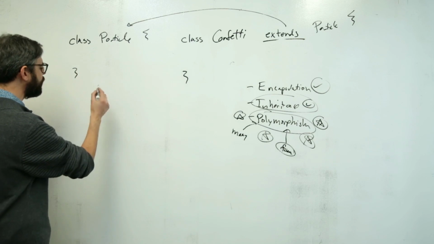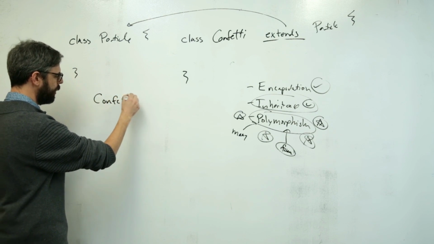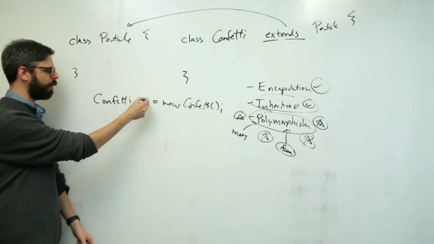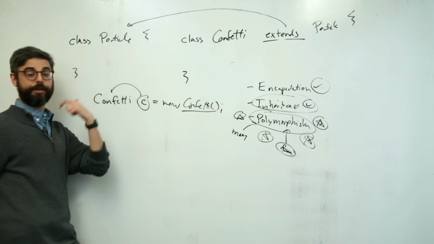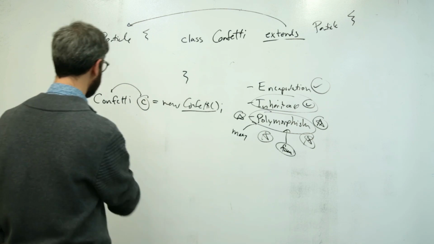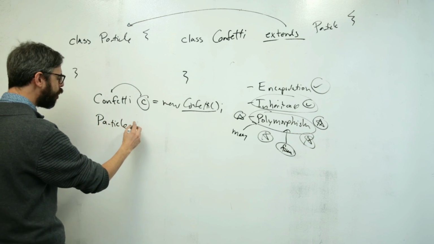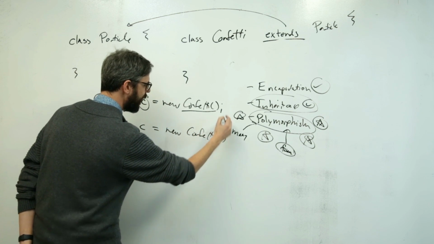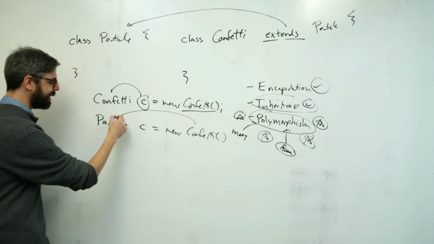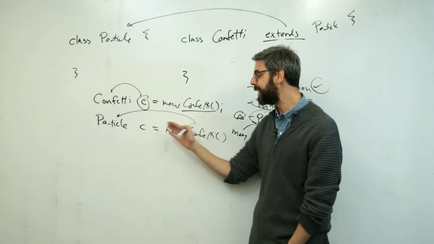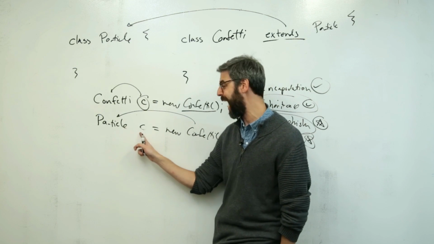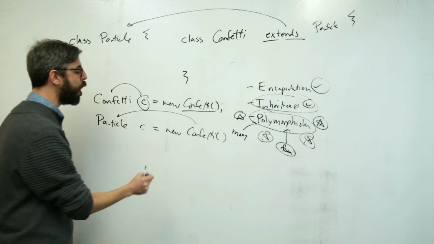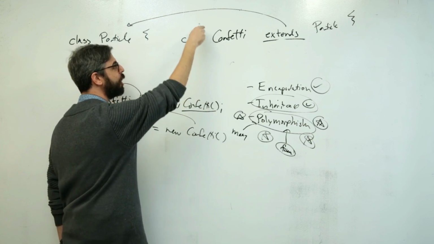Normally I would say confetti c equals a new confetti object. This is the way in a strongly typed language I would declare a variable c, give it a type, confetti, and call the confetti constructor to make that object. In a strongly typed language, I could also say particle p, or particle c, whatever it is, equals new confetti. This would be allowed because confetti extends particle. So I could consider this variable to be of different forms: a particle when it's convenient, or a confetti object when it's convenient. But the compiler will always know to execute and use the properties and functions of the confetti class.